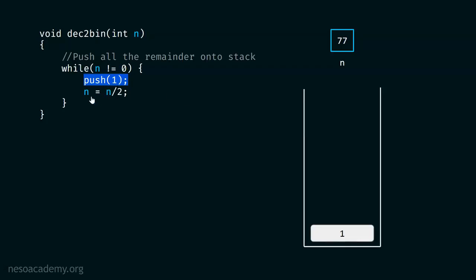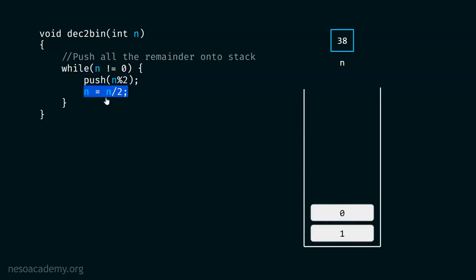Then we will update our n variable by n divided by 2, right? What is n divided by 2? n divided by 2 gives 38, right? So the value of n will get replaced by 38. After this, we'll again check this condition. Is n equal to 0? n is not equal to 0. So we will continue. We will push n mod 2 onto the stack. What is n mod 2? This number is an even number. Therefore, we'll get 0 over here. We will push this element onto the stack.